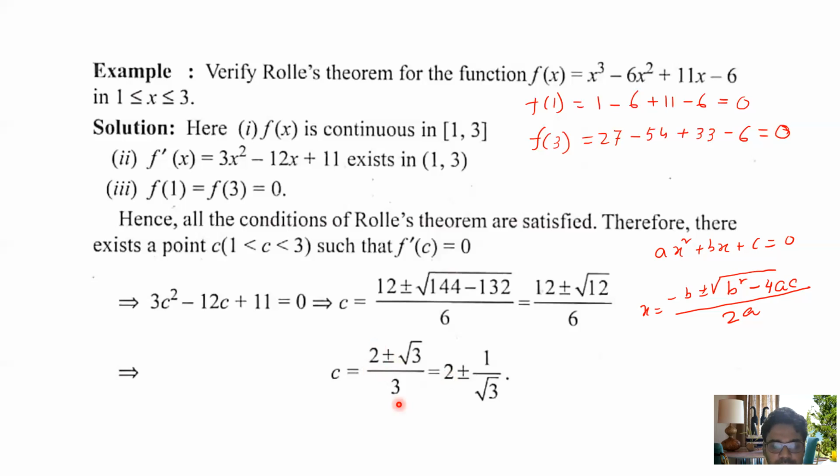Just calculate this, it's a representation mistake. This is a typing mistake. It should be 2 plus minus 1 by root 3. So already you know root 3 value is 1.732. If I divide by this, 0 point something, so 2 plus 0 point something, 2 minus 0 point something. Ultimately from here it is clear your c value lies in between 1 and 3. So hence verified the mean value theorem.